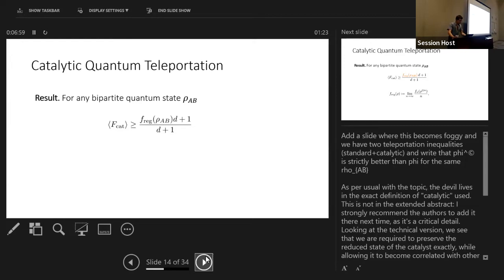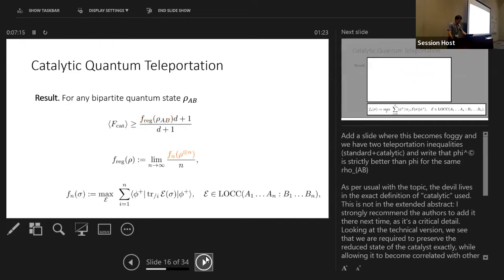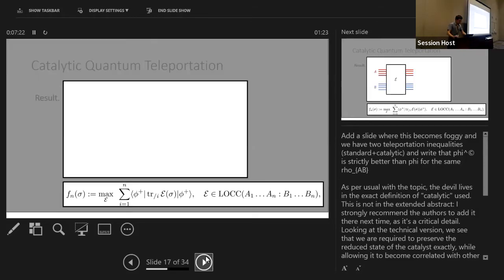So surprisingly, it looks very similar to the standard teleportation quantifier, with the only difference that this entanglement quantifier F is replaced by F_reg, something which we call a regularized entanglement fraction. So this is the definition, and this is further the definition. And just to give you some insight what this quantity represents, let's look at it.